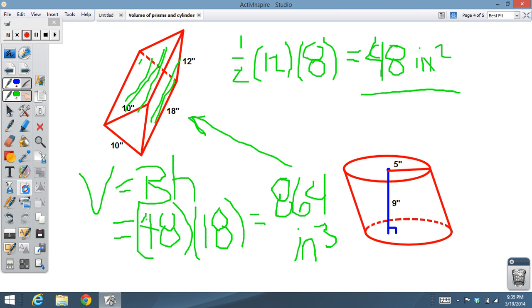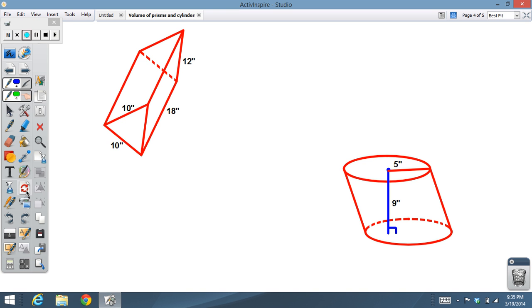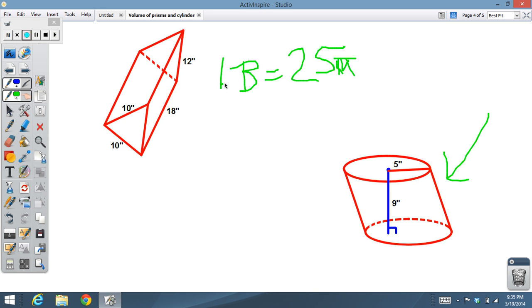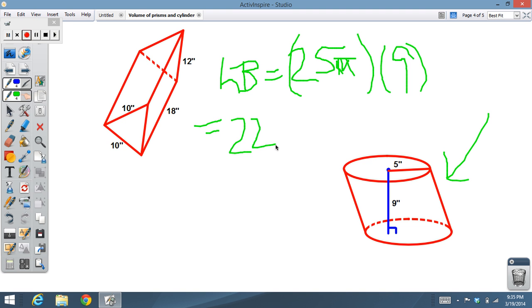All right, let's reset it. Let's do a cylinder really fast. Cylinders are even easier. The base equals pi r squared. R is 5, so pi r squared is 25 pi. Multiply that times the height. Base times height is 9 times 25 pi. 225 pi is the volume of that cylinder right there, in cubic inches.